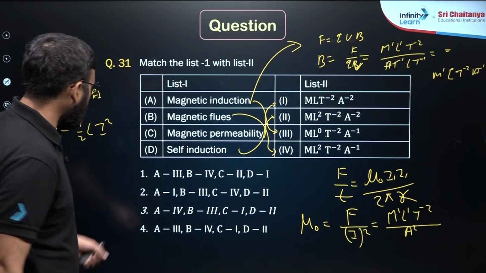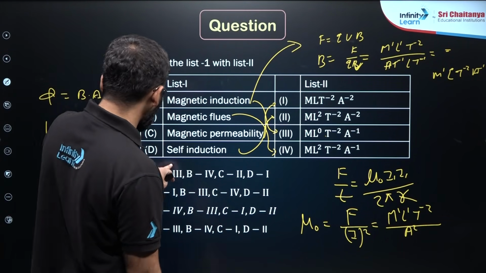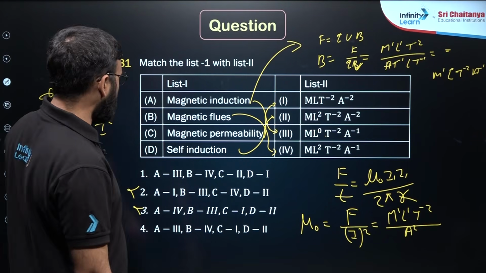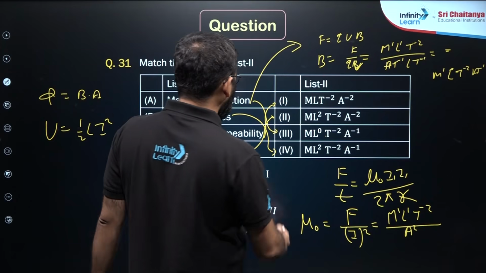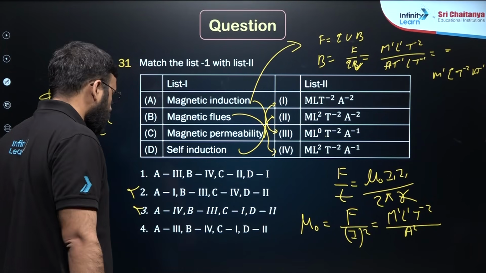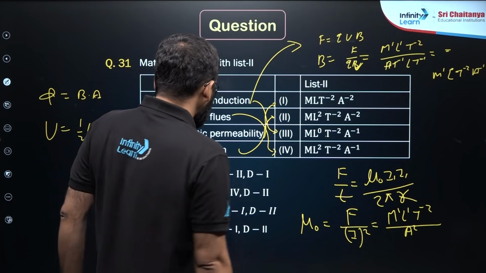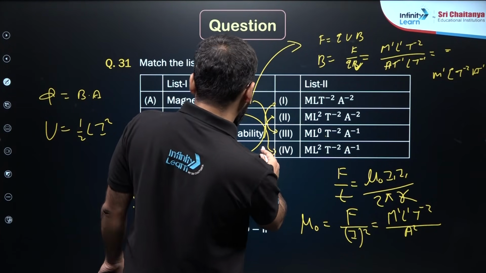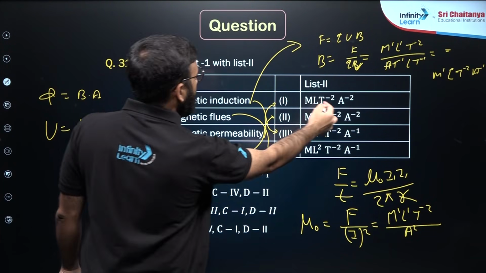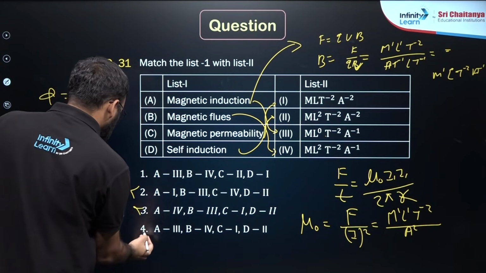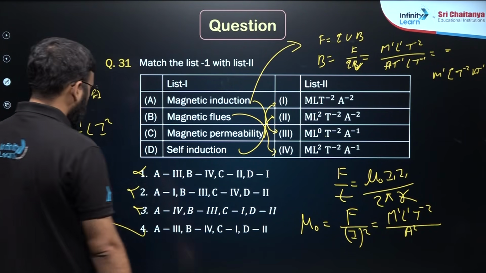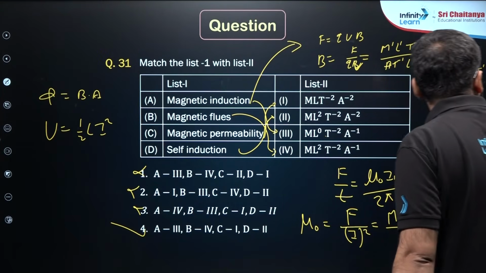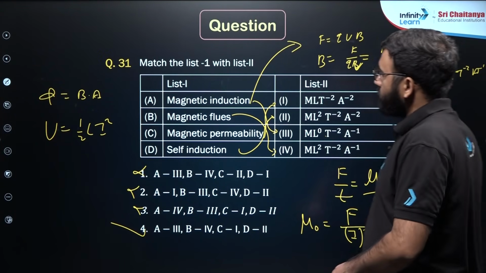So which option is correct? First one with third, only two options are left. 2 and 3 are wrong, first and fourth are left. B with fourth, yes, B is also fourth, that means correct again. Third one, C, magnetic permeability matches with first, so option fourth is your correct answer, not third. This is just a dimension based formula question.